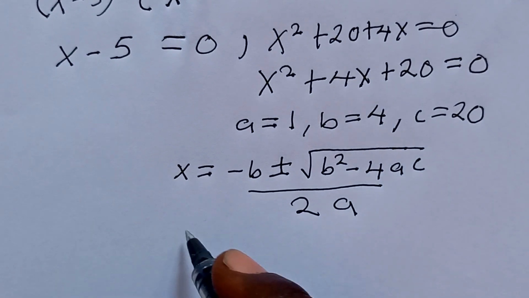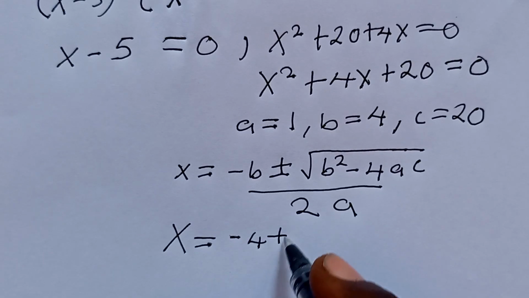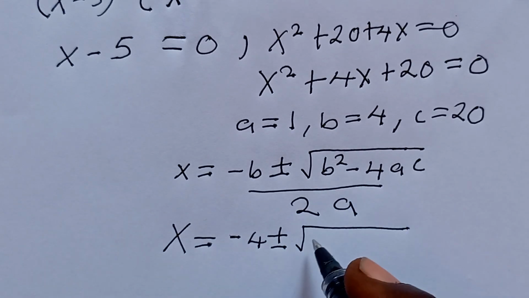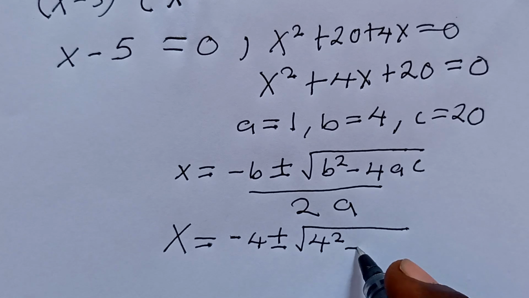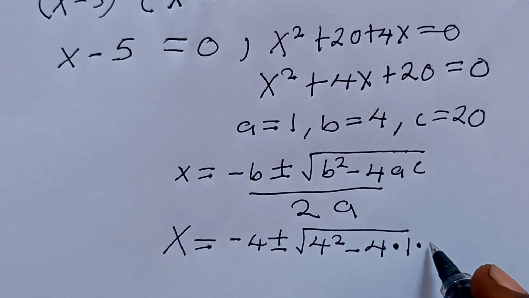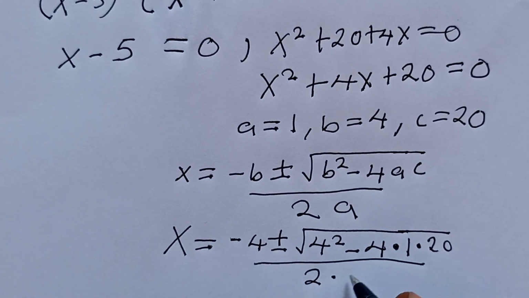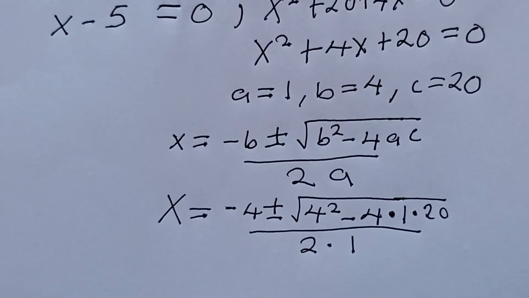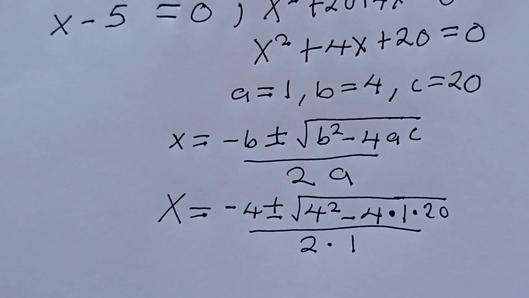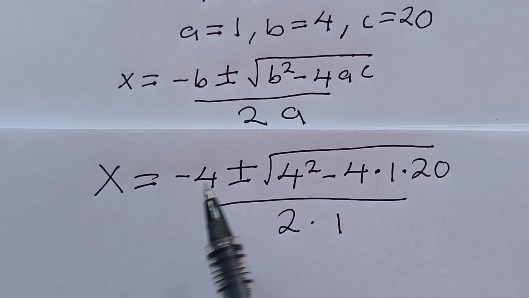Substituting our value now, we're going to have x equal minus 4 plus or negative the root of b is still 4 squared minus 4 times, what's our a? 1 times, what's our c? Our c is 20, all divided by 2 times 1. So now let's simplify this, since we have substituted all our values in the formula.